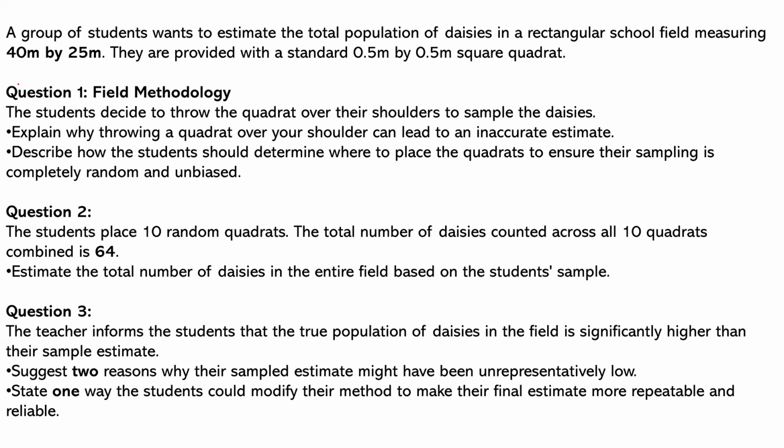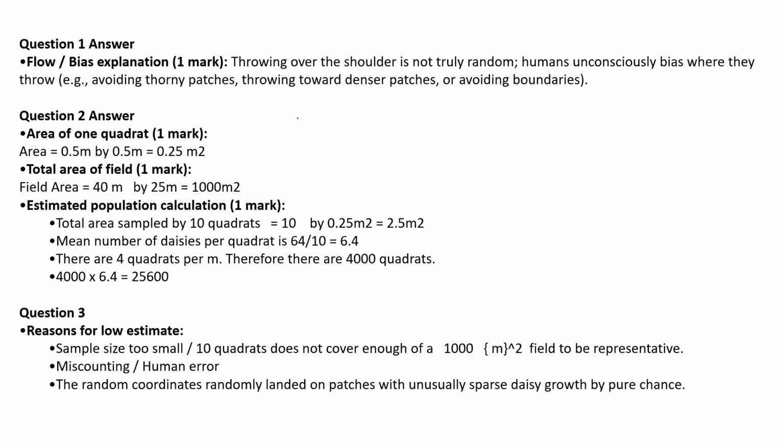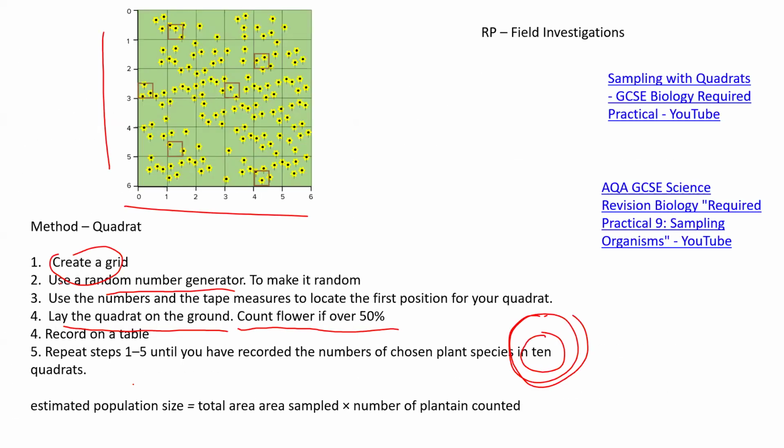The second question on this is: describe how the students should determine where to place the quadrat to ensure their sampling is completely random and unbiased. That question is your method. So make sure you're starting right at the very start with gridding your field. Then you get your random number generator that I just mentioned. Lay the quadrat on the ground, count the flowers if over 50%, record, then you do a mean.